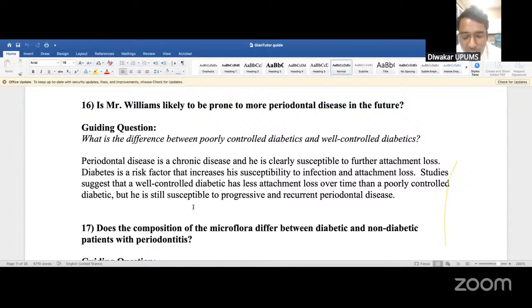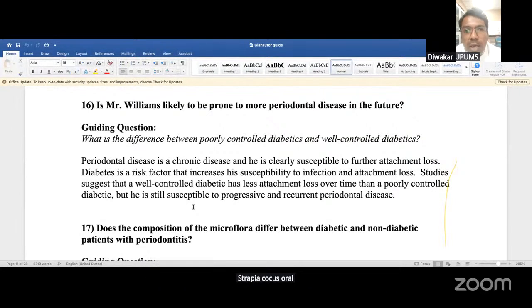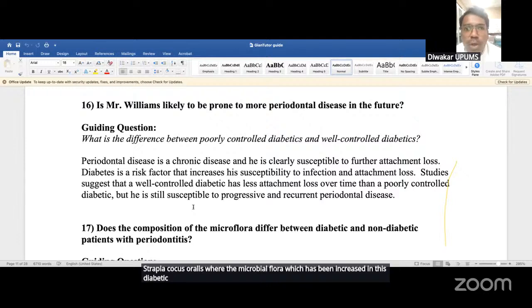And the GCF sample has elevated blood sugar levels, and this also has an increase in microbial flora. And recently, with DNA hybridization, Treponema denticola, Streptococcus sanguis, Prevotella nigrescens, Staphylococcus intermedius and Streptococcus oralis were the microbial flora which have been increased in diabetic individuals compared to non-diabetic patients. Thank you, sir.